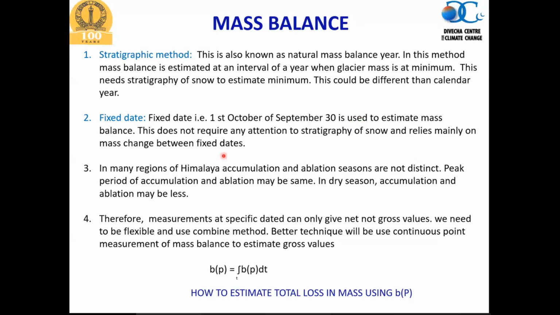And this does not require any attention to the stratigraphy of snow and relies mainly on mass balance between the fixed dates. So if there is a heavy snowfall in September, it will go into this year's mass balance and it will not go into next year's mass balance. So if you have a consistent record over a long period of time, it really averages out and you get some estimates of mass balance.